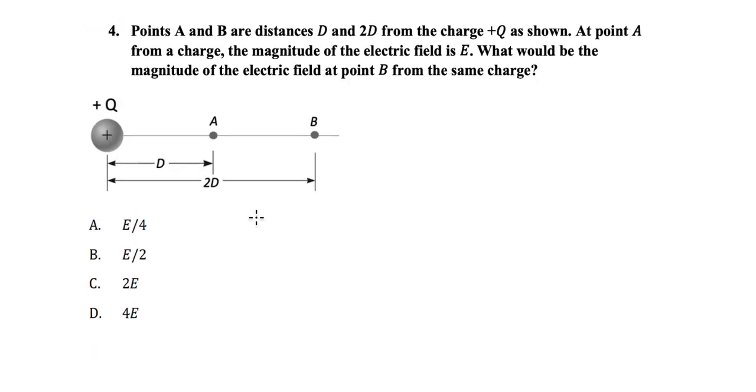Next problem. Points A and B are distances D and 2D from the charge plus Q as shown. At point A, from a charge, the magnitude of electric field is E. What would be the magnitude of electric field at point B from the same charge? So at point A, the electric field is E when the distance is D. When you double the distance, what will be the new electric field? That's what the question is asking.